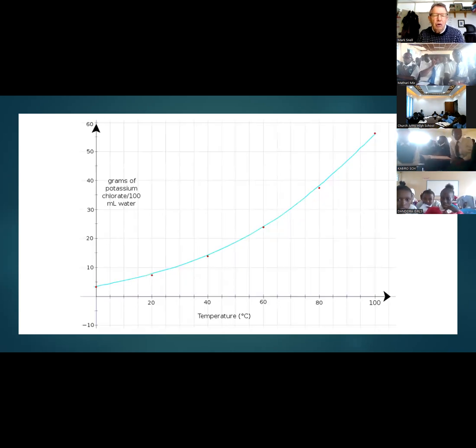This is potassium chlorate, KClO3. It is a very similar sort of line to the potassium nitrate. You don't have to remember it, I just want you to look at it and recognize it. So we would be able to find any solubility. There's 80 up to there and across, and I would read it off and it would be 38 or so.